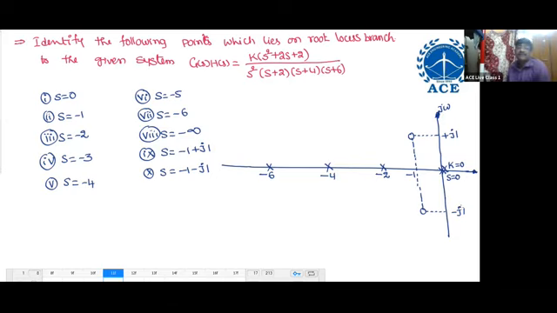Come on. Now which points on the root locus? 0. Is it on root locus or not? Anybody? At poles, K always 0. At zeros, K infinity. Come on, answer.